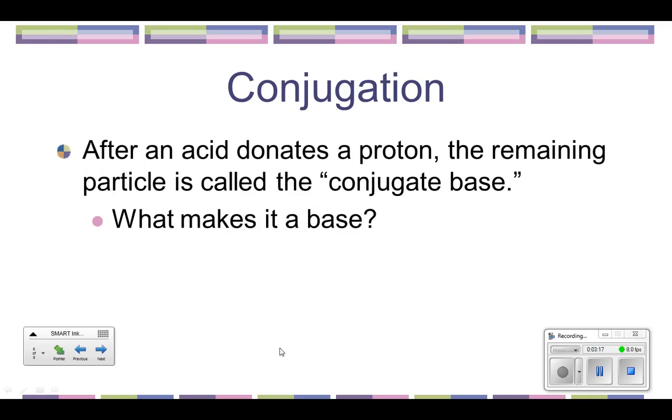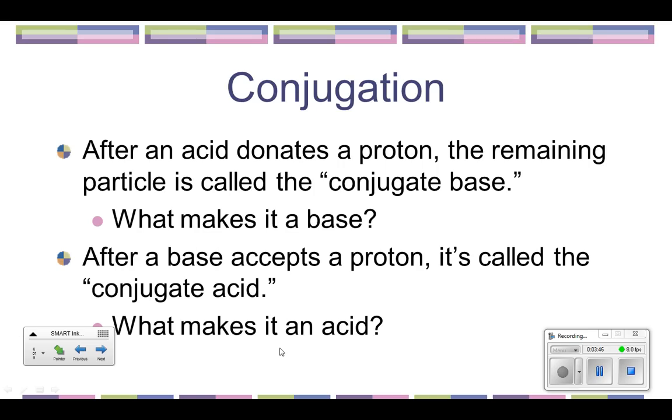So if we have an acid and it donates a proton, then the particle that's left over is called the conjugate base. And the word conjugate just means the one that goes together with it. So we have an acid, and the base that we get afterward is the conjugate of it. What makes it a base? If you think about that for a minute, you see that after the acid has donated a proton, it now has a space to accept a proton, and that makes it a base.